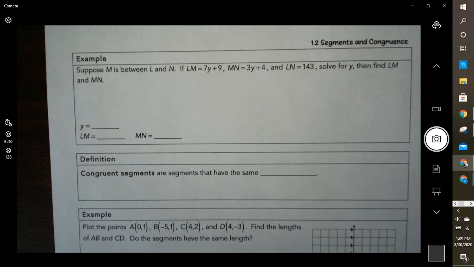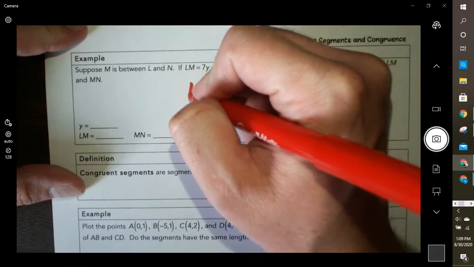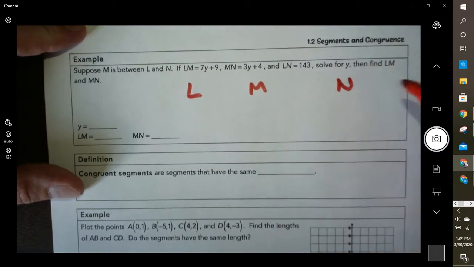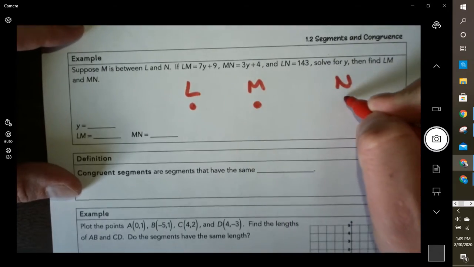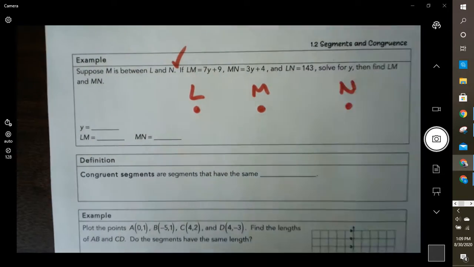So we're talking about points here. L, M, N, kind of like how the alphabet goes. So we'll write that here: L, M, and N. There's our points. Cool. Satisfied that first sentence.